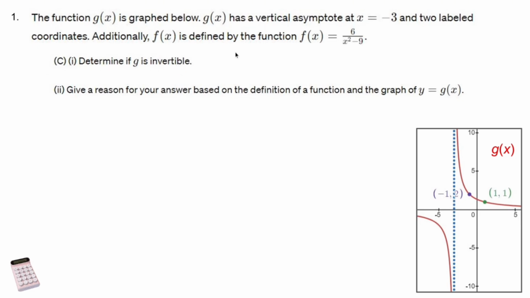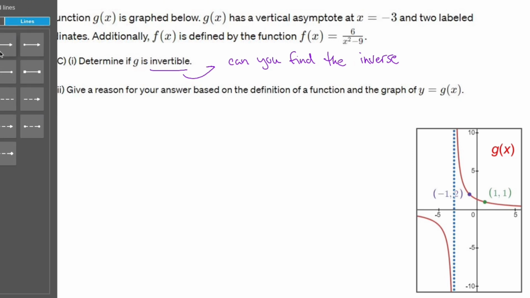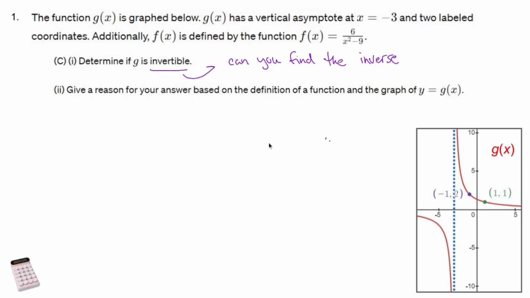Now, what does invertible mean? Invertible means, can you find the inverse? The inverse exists if you can pass what's called the horizontal line test. The horizontal line test says if I were to take a line, and let's put a line there.